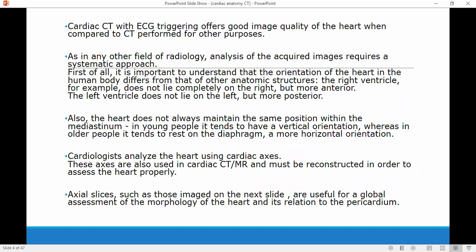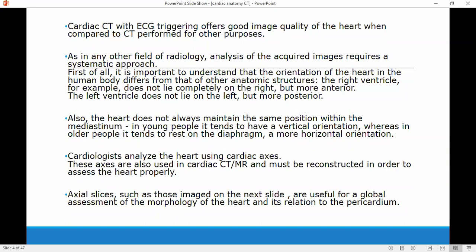Cardiac CT with ECG triggering offers good image quality of the heart when compared to CT performed for other purposes. As in any other field of radiology, analysis of the acquired images requires a systematic approach. First of all, it is important to understand that the orientation of the heart in the human body differs from that of other anatomic structures. The right ventricle, for example, doesn't lie completely on the right, but more anterior. The left ventricle doesn't lie on the left, but more posterior.